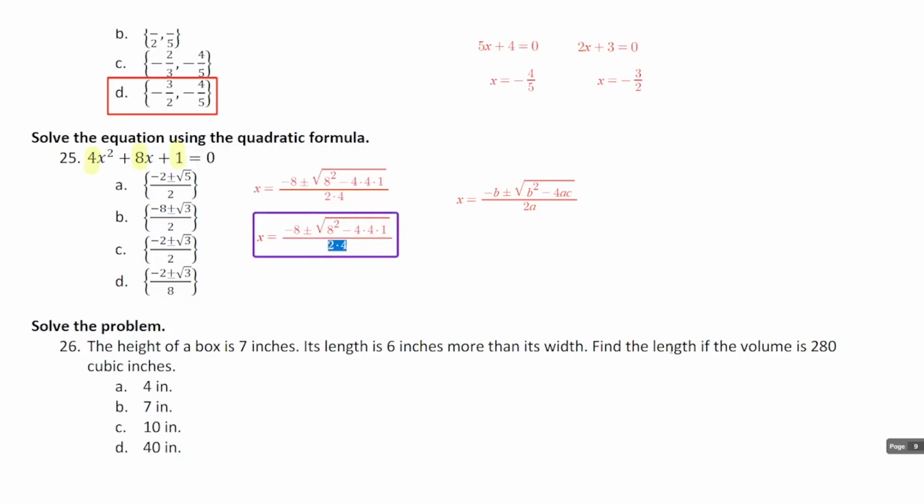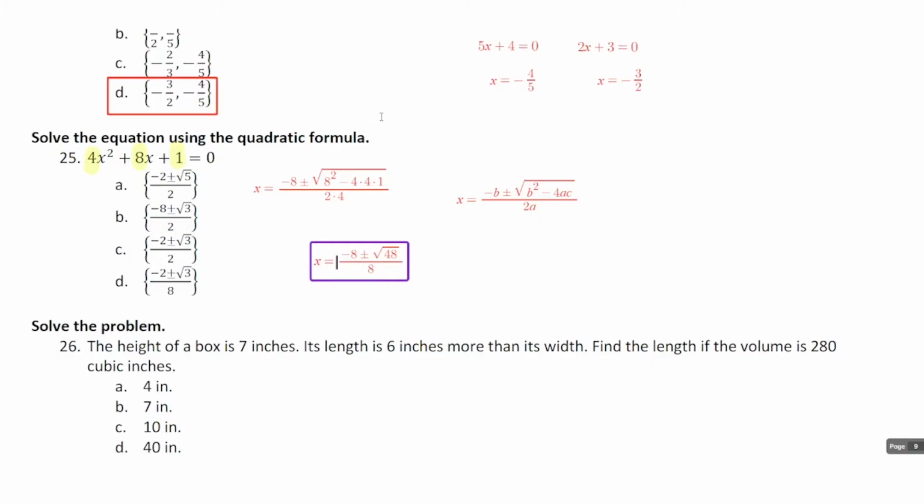So 2 times 4 is 8, do that. And then in this numerator, we've got 8 squared, which is 64, 8 squared minus 4 times 4 times 1. And so what that gives me is 48. Then you can see we're very close to being done here, but we do need to simplify this a little bit. So 48, let's see here.